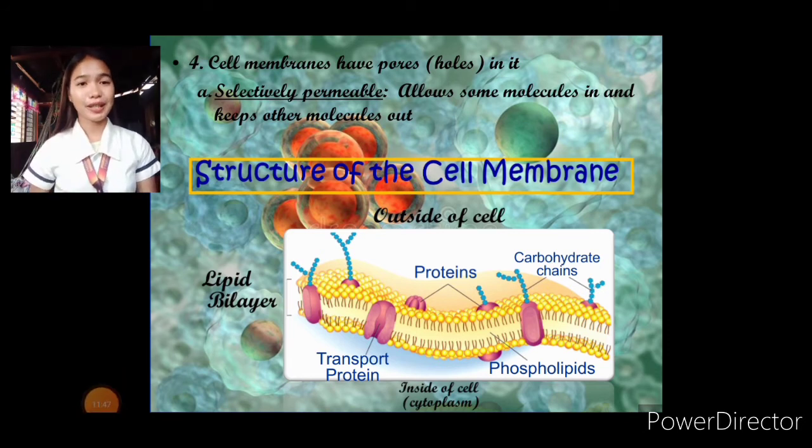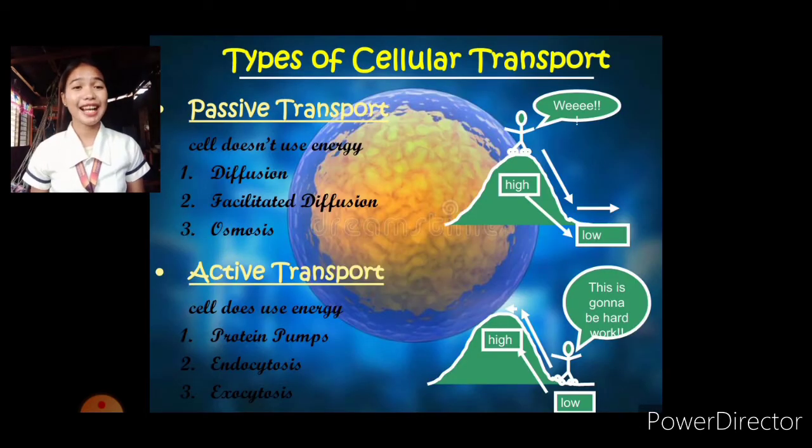Okay, so as you can see, we have here the structure of the cell membrane. We have the outside of the cell, the inside of the cell, which is the cytoplasm, and on the left side is the lipid bilayer. The violet colored ones are the proteins, and in the middle is the transport protein, the phospholipids, and the carbohydrate chains. We're going to discuss the types of cellular transport. We have 2, namely the passive transport and the active transport.